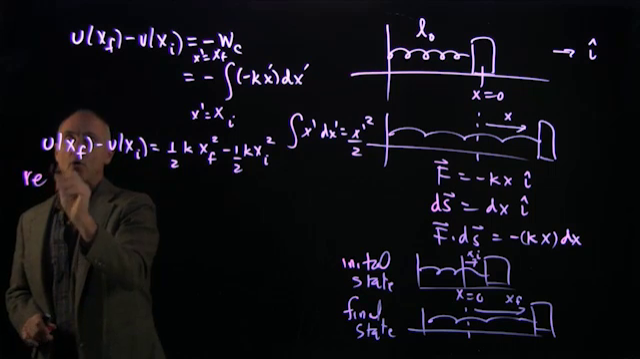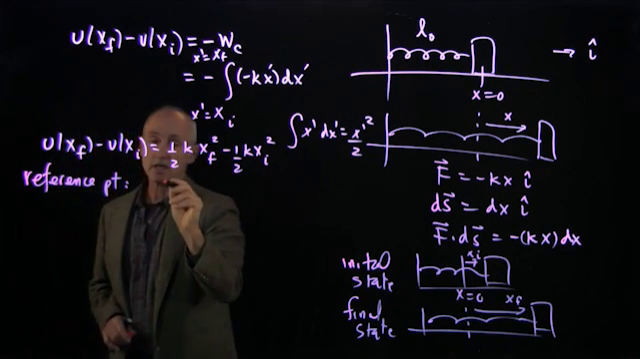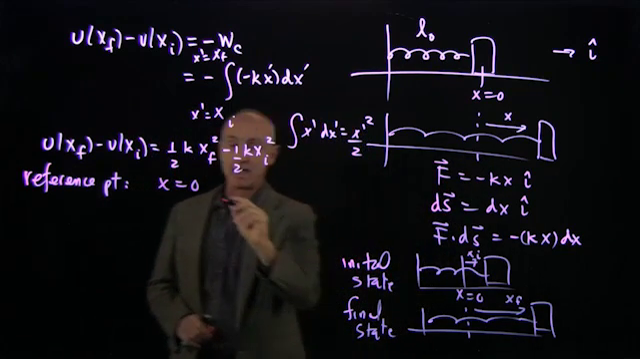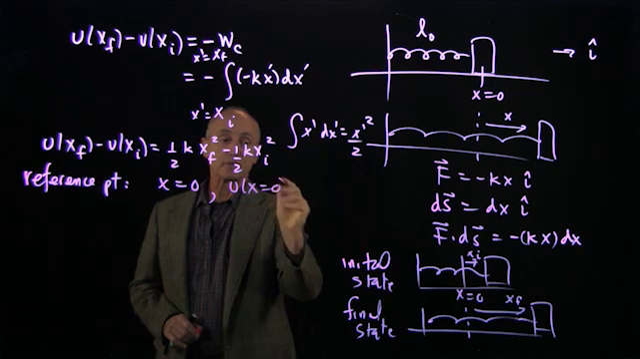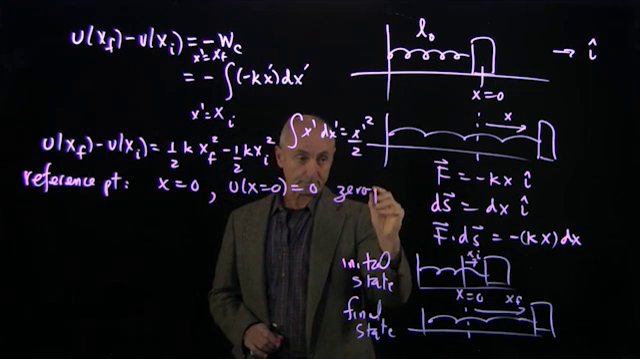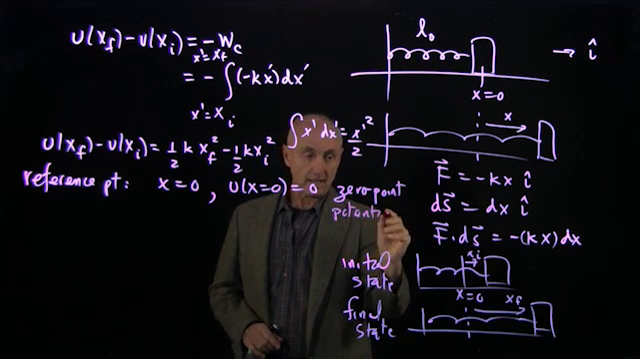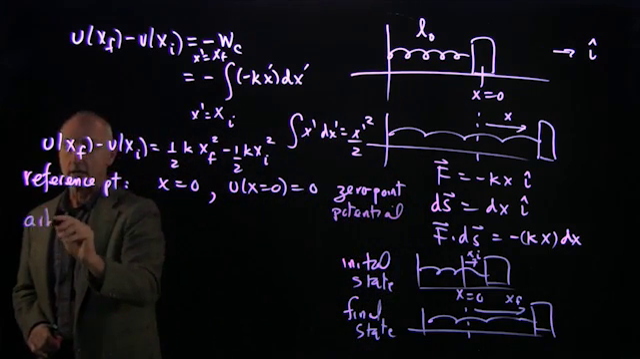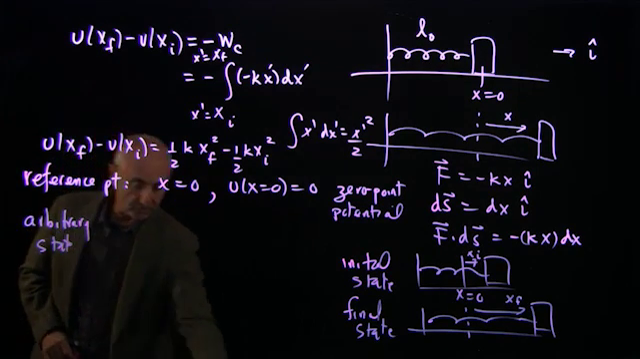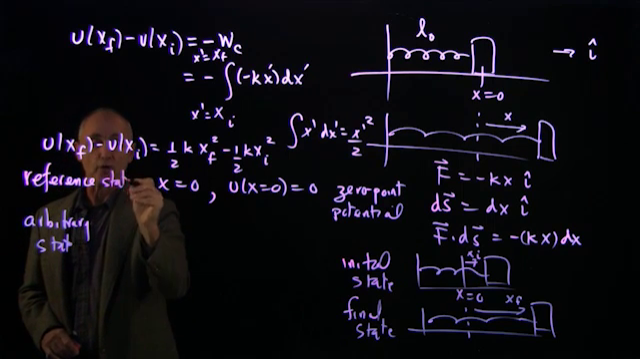Now, you may have already thought about it, but the reference point that we're going to use is x equals 0, the unstretched length of the spring. And our reference potential at that point will be 0. So our reference point is actually the zero point for the potential. And then our arbitrary state, we can call this the reference state, if you like. That's probably better than the reference point.